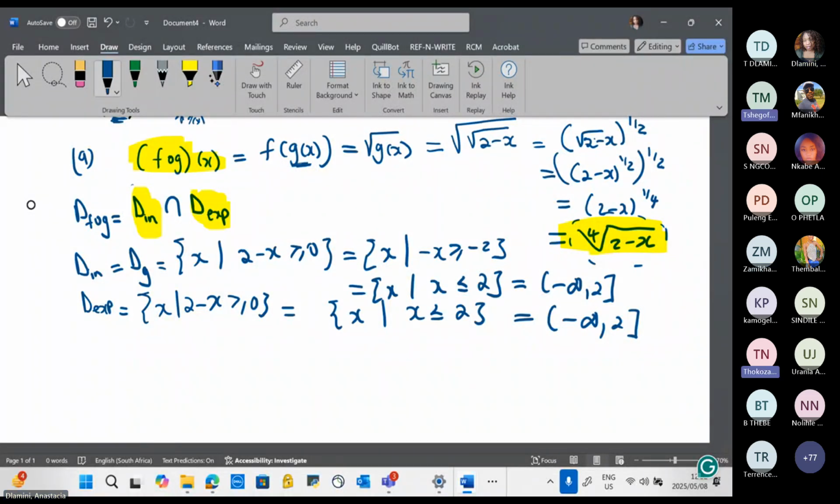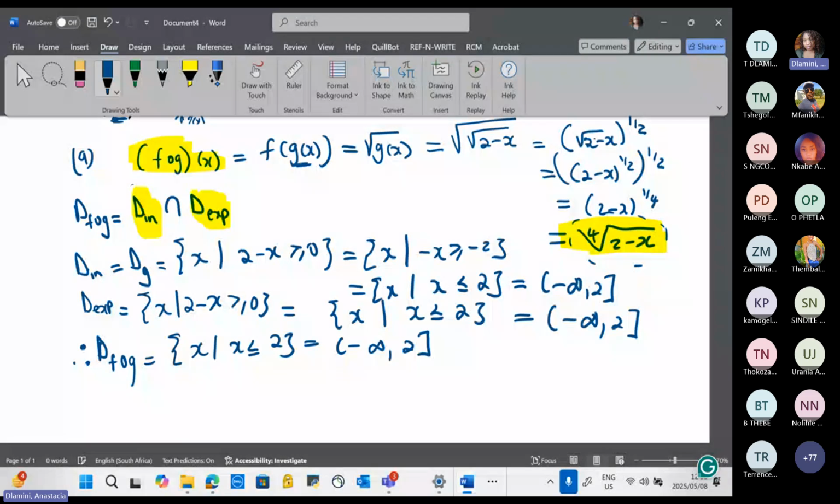Yes, guys? So therefore, the domain of F intersect G is equal to x such that x is less than or equal to 2, or you can write it as negative infinity to 2, because it's the same thing. So it means they are intersecting. That's the domain. Are we all together there? Let's move to B.